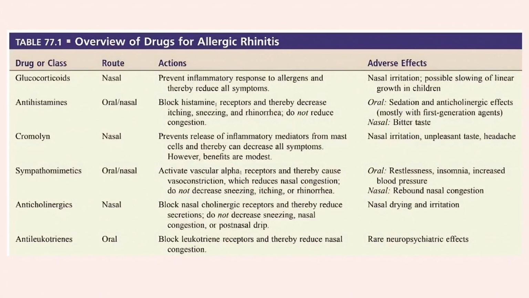Next are the cardiovascular effects. By activating alpha-1 adrenergic receptors on systemic blood vessels, sympathomimetics can cause widespread vasoconstriction. Generalized vasoconstriction is most likely with oral agents. However, if used in excess, even the topical agents can cause significant systemic vasoconstriction.